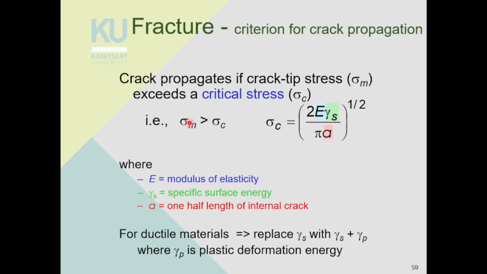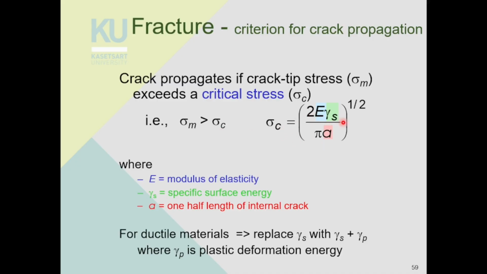Right? If sigma m, the crack tip stress, is increased so much that it is higher than the critical stress for crack propagation, sigma c, where sigma c is equal to (E gamma s over pi a) to the power of a half. So if sigma m is higher than sigma c, then the crack will grow. In other words, if the stress at the crack tip is higher than the critical stress for crack propagation, which is a material property, right?